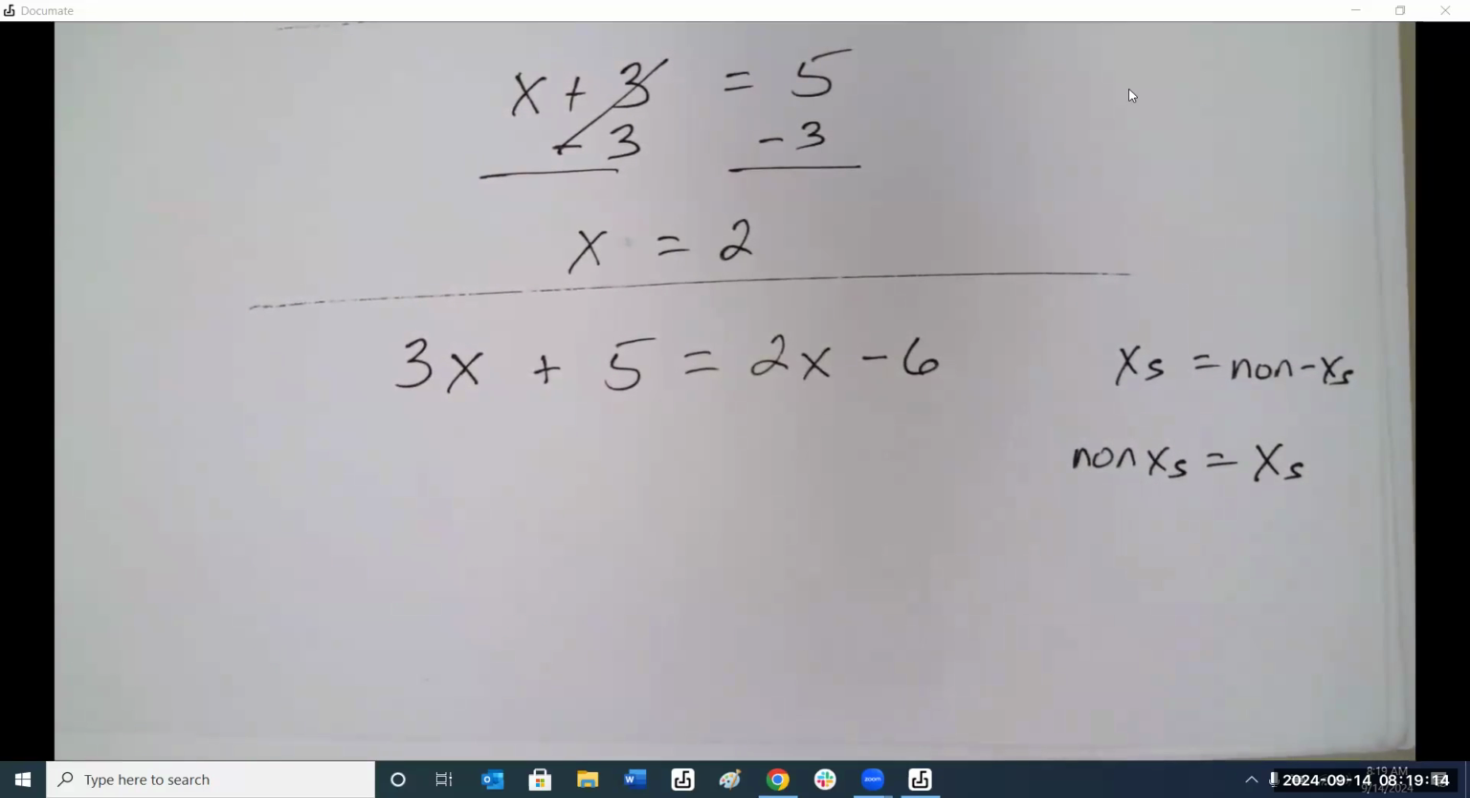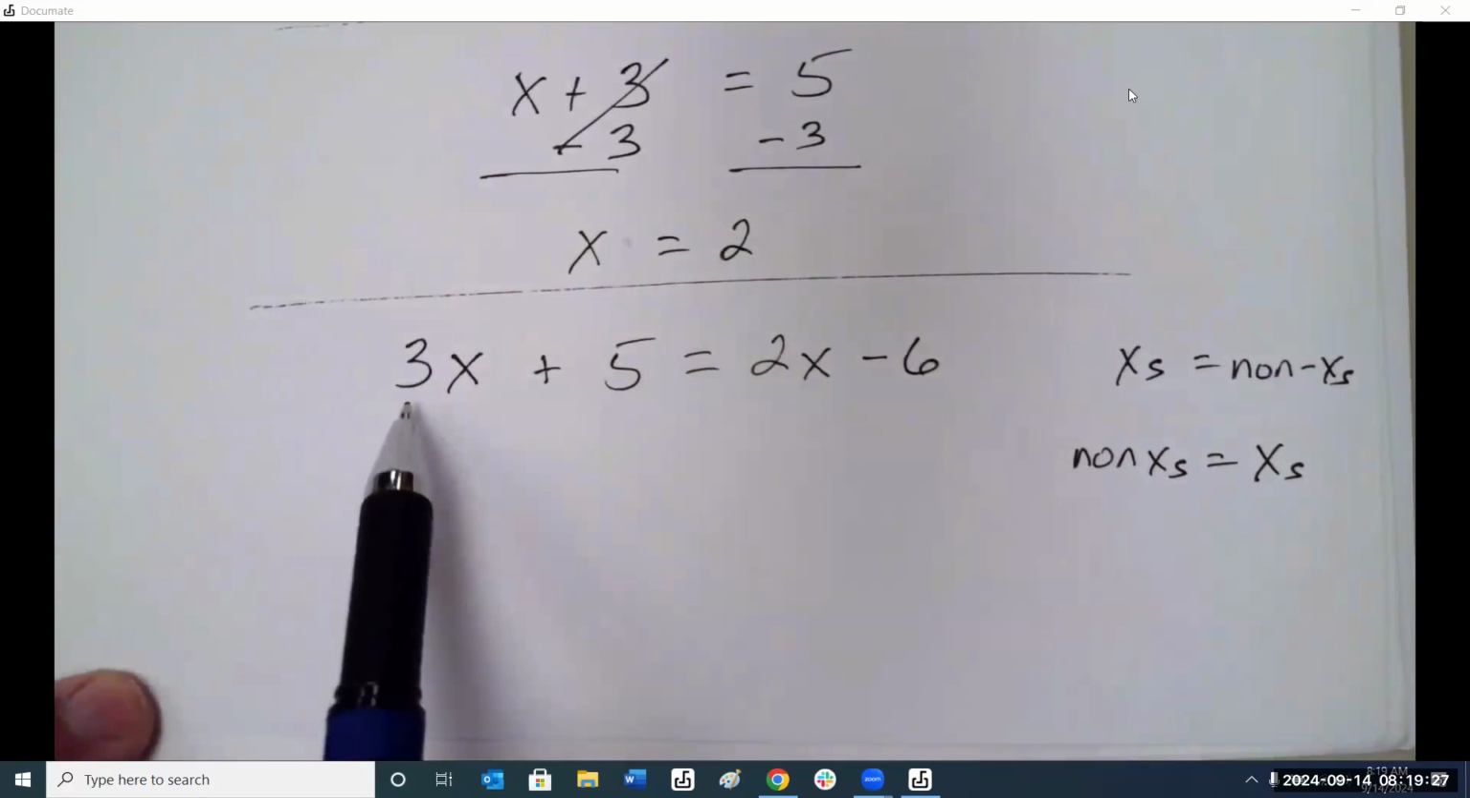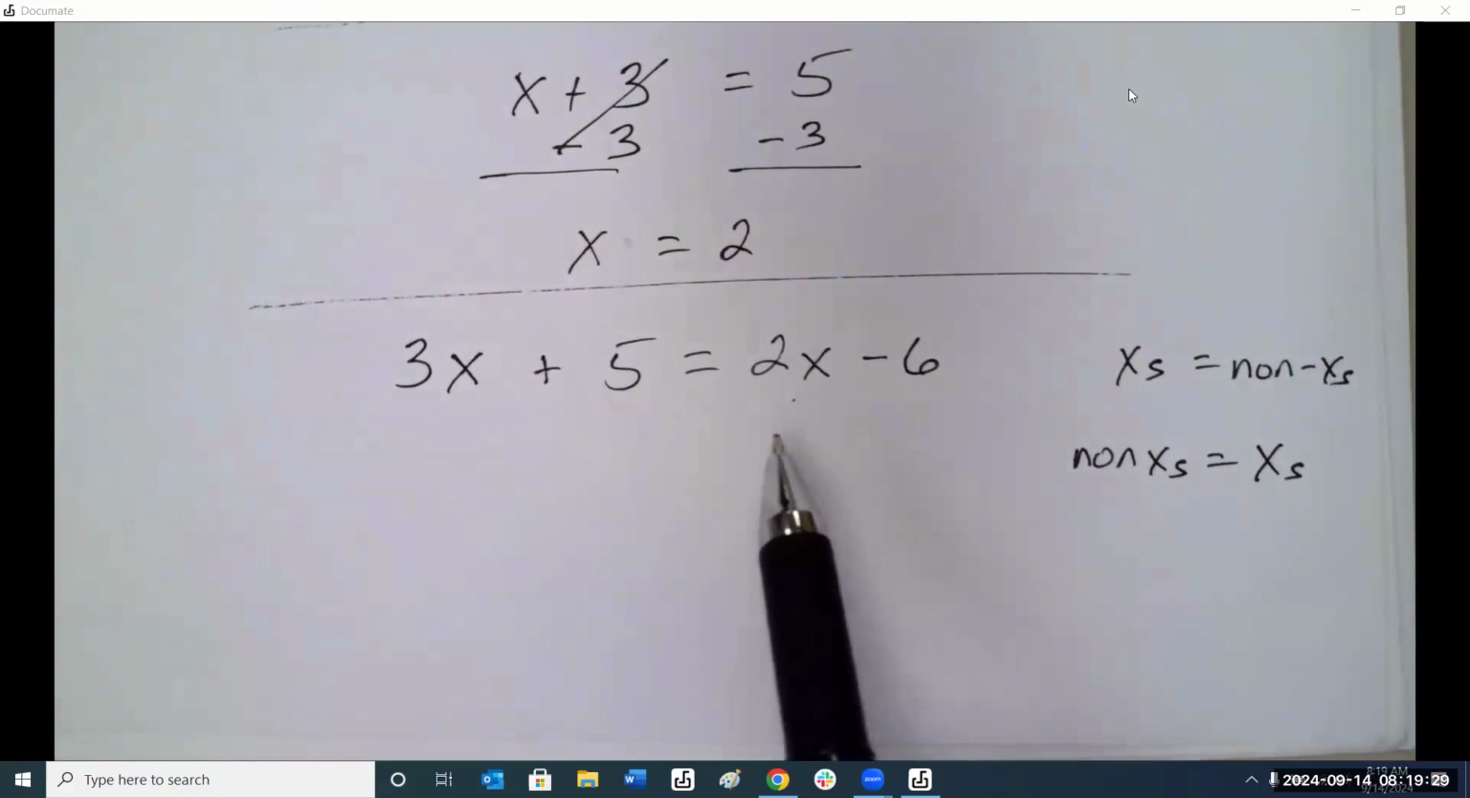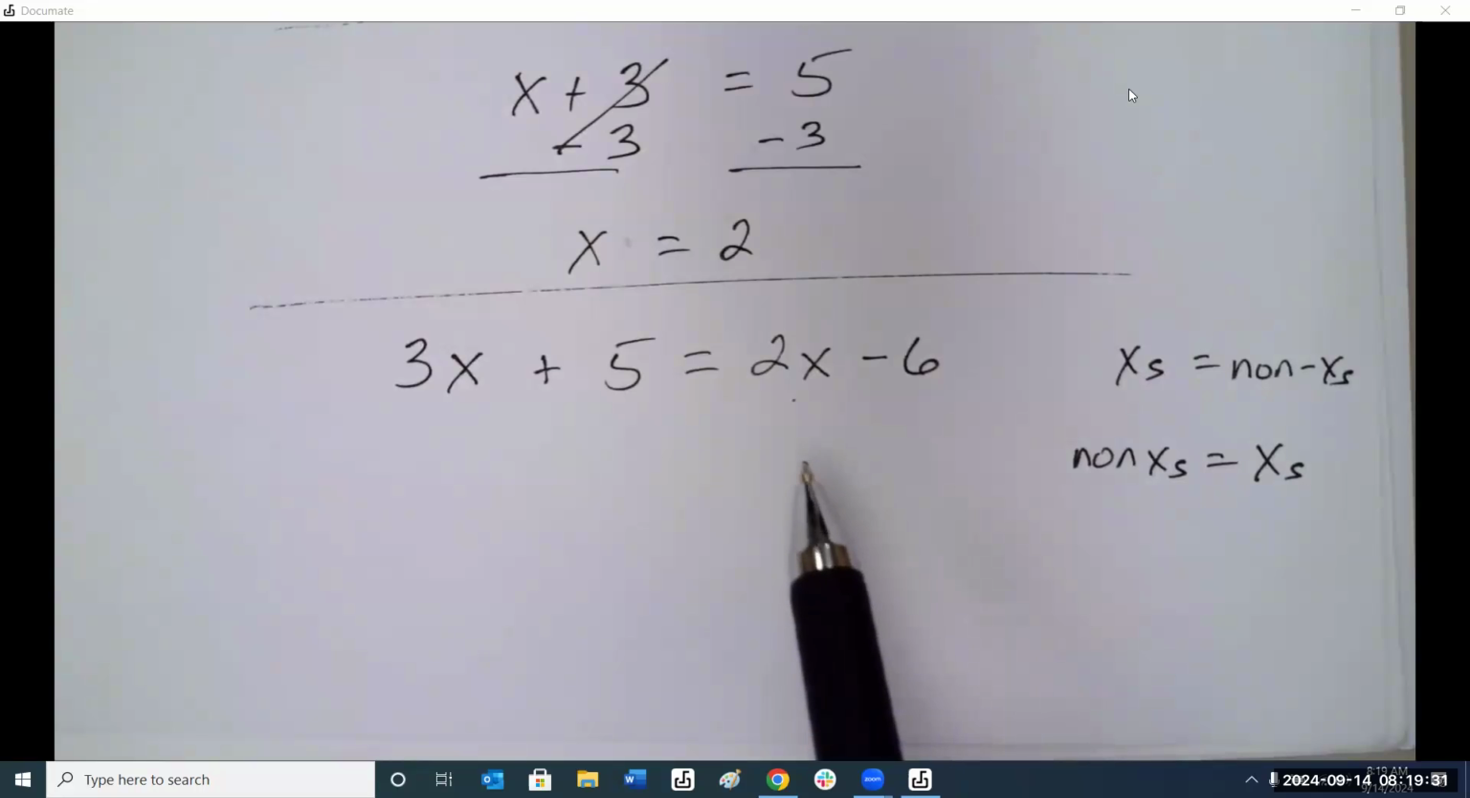Yes, we have to combine all of our x's to one side and everything else on the other side. So where are we going to move the x's? To left or right? Okay. How do we move? Move the x's first. Do not move the numbers first.